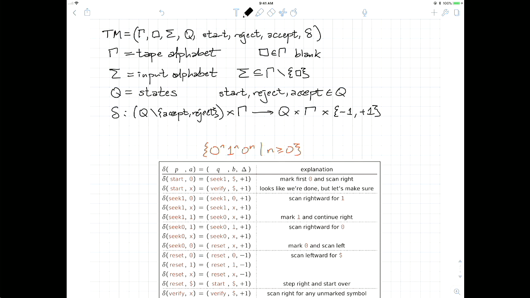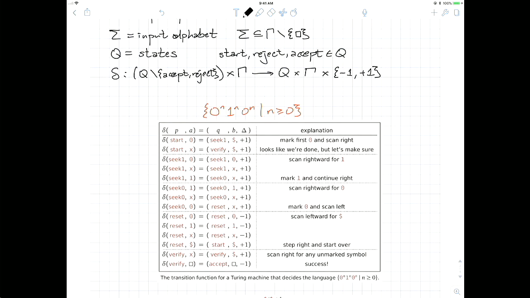So this particular Turing machine here has 1, 2, 3, 4, 5 states that are not accept or reject. So there's a total of 7 states. The states are named start, seek 1, seek 0, reset, and verify. And I've deliberately written this in a style that hopefully, if you actually sit down and play with it, reveals what the purposes of these states are.